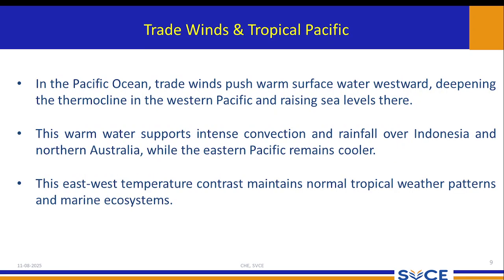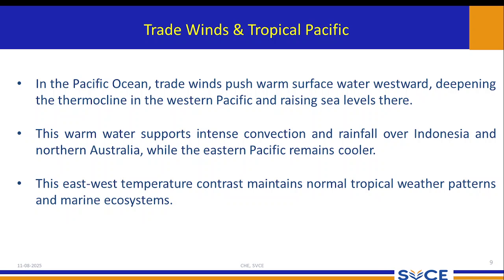Trade winds and the tropical Pacific. In the Pacific Ocean, trade winds push warm surface water westward, deepening the thermocline in the Western Pacific and raising sea levels there. This warm water supports intense convection and rainfall over Indonesia and northern Australia, while the eastern Pacific remains cooler.